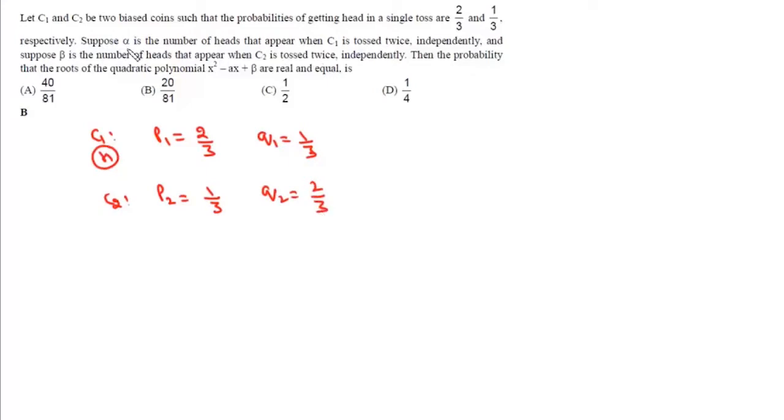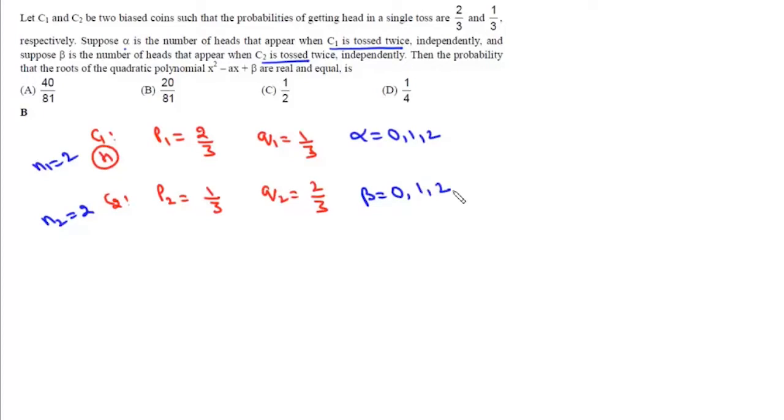Now it says, suppose alpha is the number of heads that appear when C1 is tossed twice independently. And suppose beta is the number of heads that appear when C2 is tossed twice independently. So here we have two throws, and here also we have two throws. In this case, the value of alpha can be 0, 1 and 2. And here the value of beta can be 0, 1 and 2.